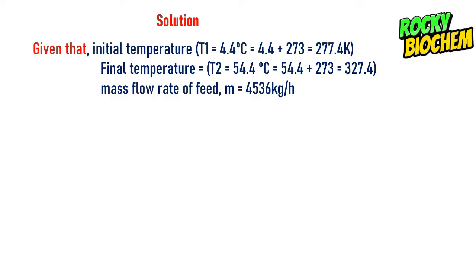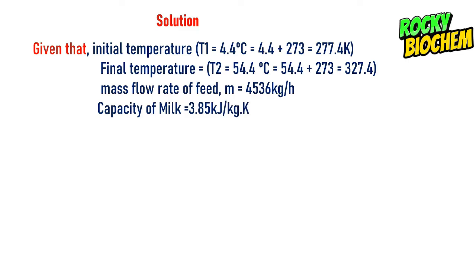And also the question gave us the mass flow rate, that is the M. The mass flow rate was given as 4536 kilogram per hour. Ideally, we should have had this value in seconds. So you can choose to divide this value by 3,600 to obtain your mass flow rate in kilogram per second. You can do it directly, or you can finish the calculation and then do the division to have your final value.